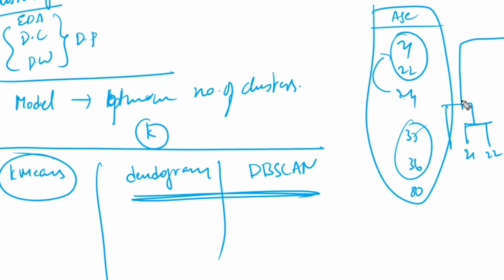But in density-based clustering, this 80 will be separated. It belongs neither to this one nor to this cluster. These three of them form one cluster. These two of them form one cluster. This is a separate one. It will not be included in either of these two. It is not compulsory to include it in these two. Is that clear? So that is the advantage of DBSCAN clustering.